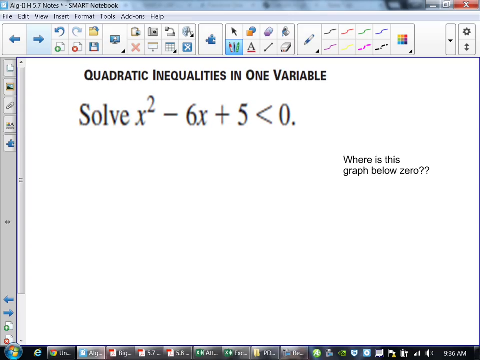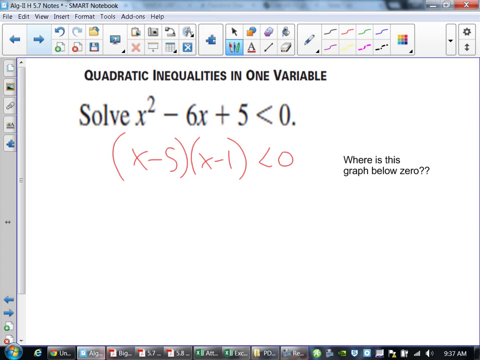Factoring. So what two numbers multiply to 5 and add together to get negative 6? Negative 5, negative 1. You can do complete the square, it just takes longer. It's the idea of being able to pick up on what's going to be the fastest.